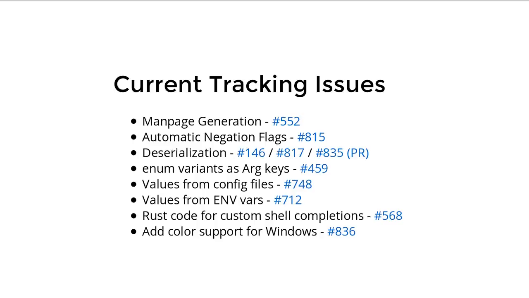In fact, you could even do it today if you derive AsRef string or string slice for an enum for all of the variants. You could use those as keys, and then at that point, the compiler will tell you, hey, there's no argument key by that name. But it just hasn't been added into mainline Clap yet. So that's the biggest pain point.